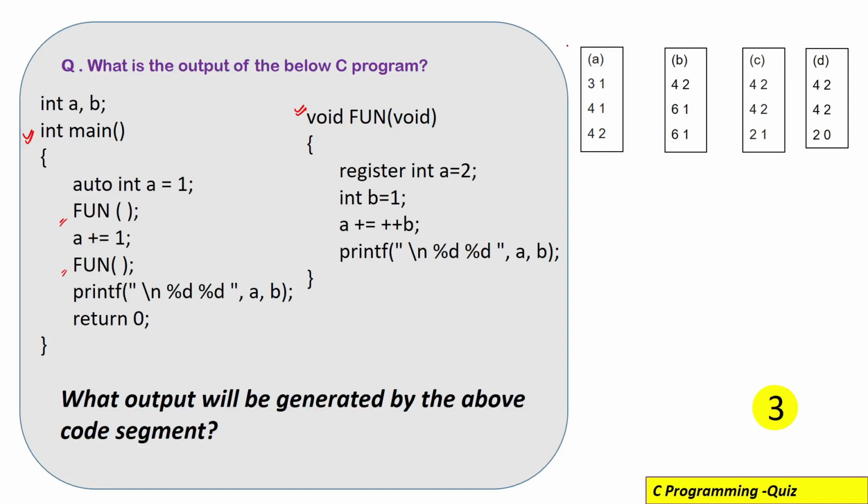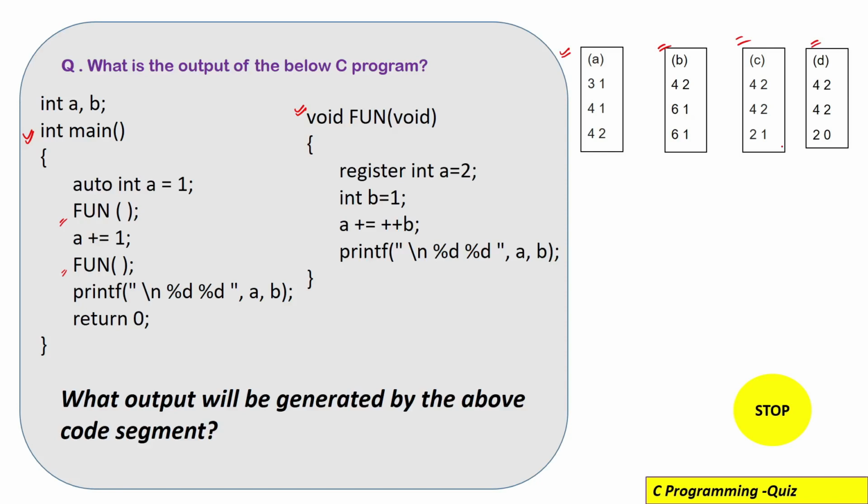Here are our given options A, B, C and D, four options. You have to tell what the correct option is out of these four. I will start the timer and you can pause the video and try to solve this question by yourself first, and then we will see what the correct answer is and what the explanation is for that.